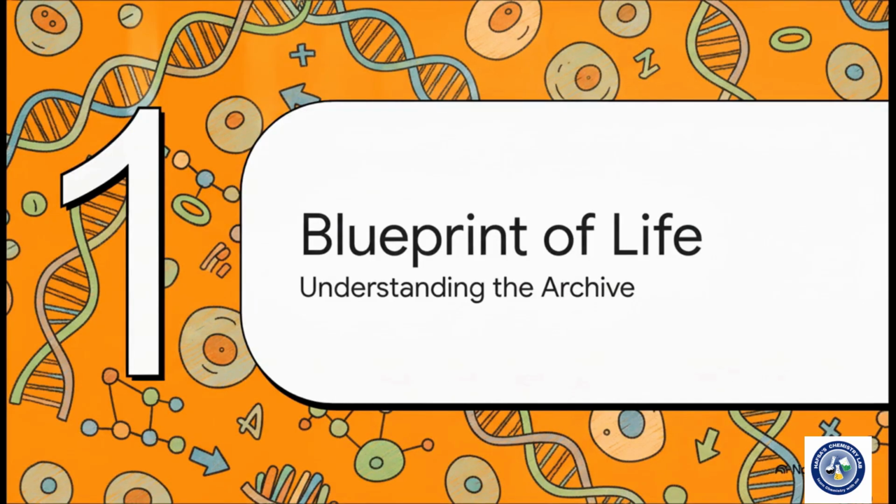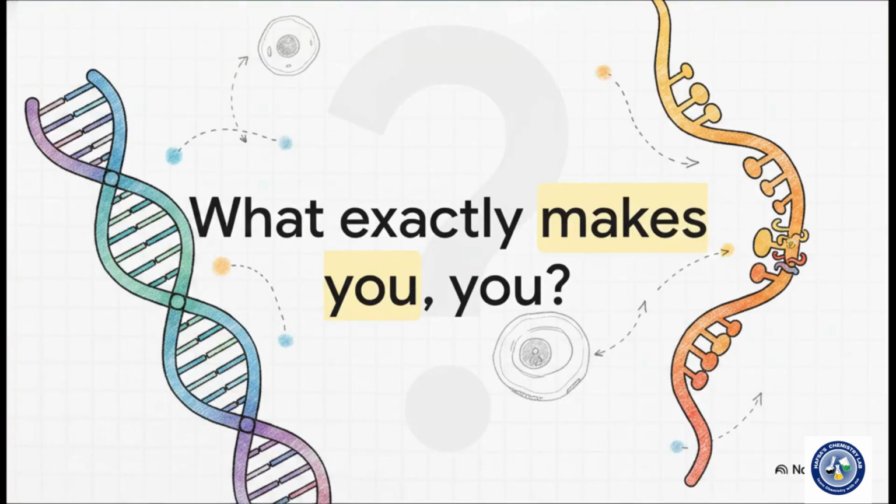All right, Section 1, the blueprint of life, understanding the archive. Because before we start building anything, we've got to know what we're actually making. So, what makes you, you? It's a pretty heavy, profound question, right? But down at the molecular level, the answer is actually right in front of us. It's nucleic acids. These are massive biological polymers, and they're basically the ultimate information managers inside your cells. They store and transmit your genetic code. And there are two main players we care about here: DNA, which is your permanent archive, and RNA, which is the working copy that actually executes those instructions.